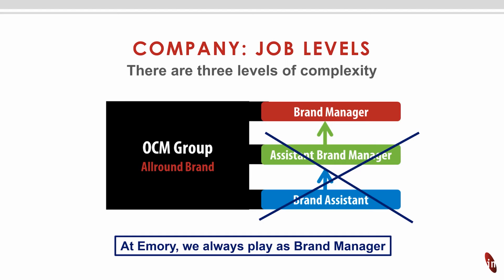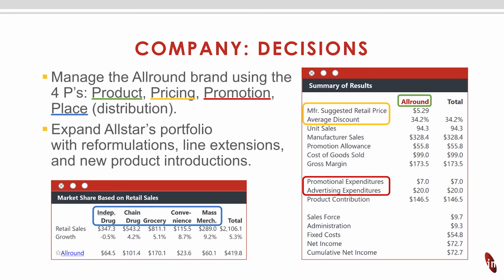The PharmaSim case study is accessed from your PharmaSim account. It describes 3 levels of responsibility. Please ignore this. At Emory, we always play as brand manager, which gives you the maximum control over the marketing mix. You will make decisions that affect each of the 4 Ps. Available product decisions relate to possibly reformulating, launching a line extension which shares a brand name with its parent, and launching a totally new brand.